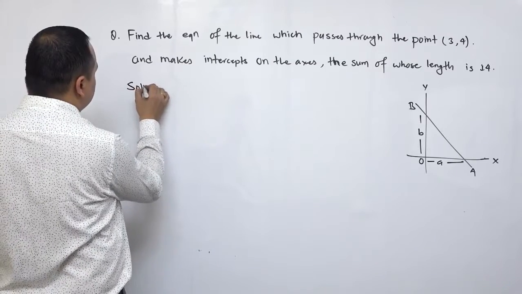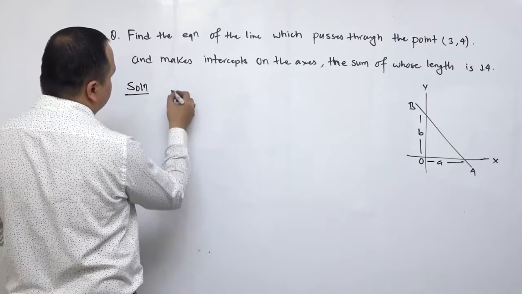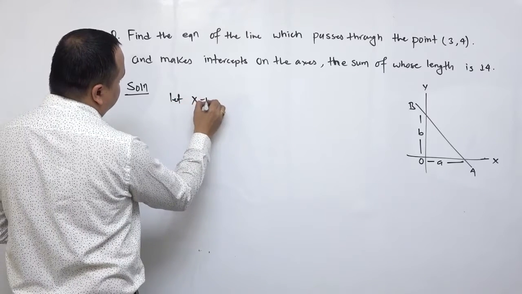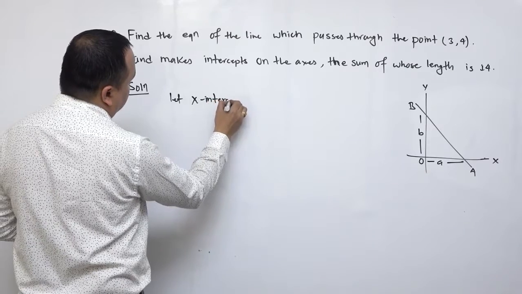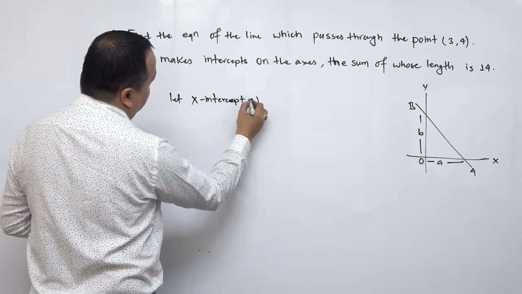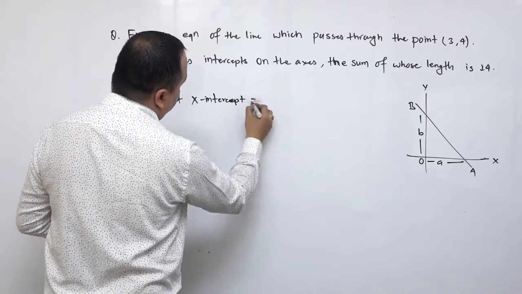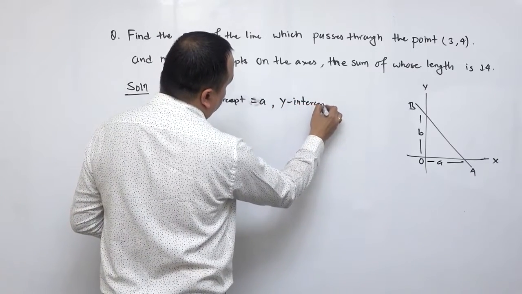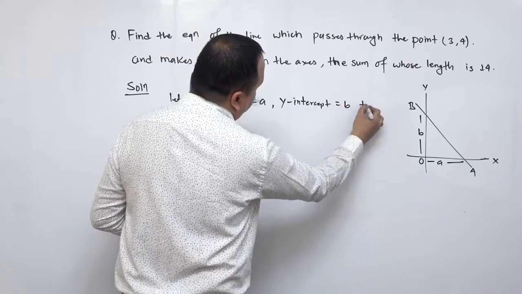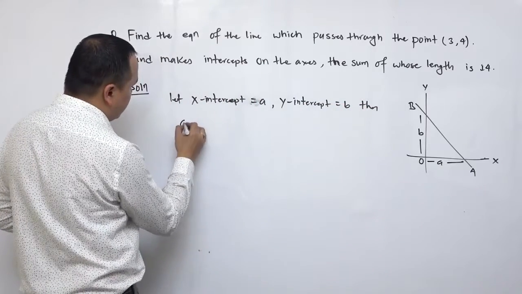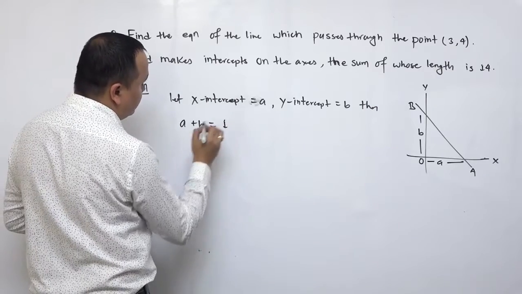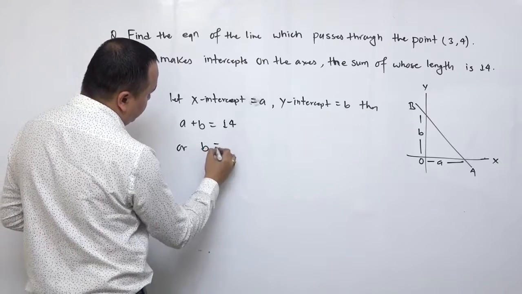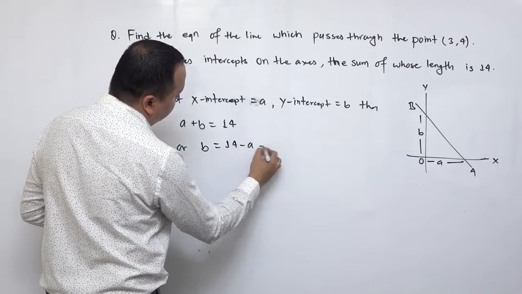Solution. Let the x-intercept be A and the y-intercept be B. Then A plus B is 14, or B is 14 minus A, equation I.